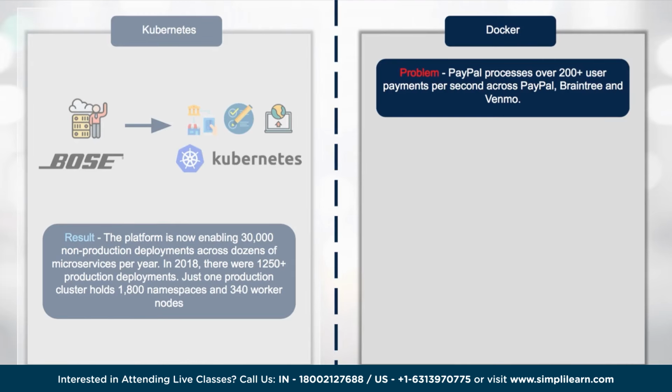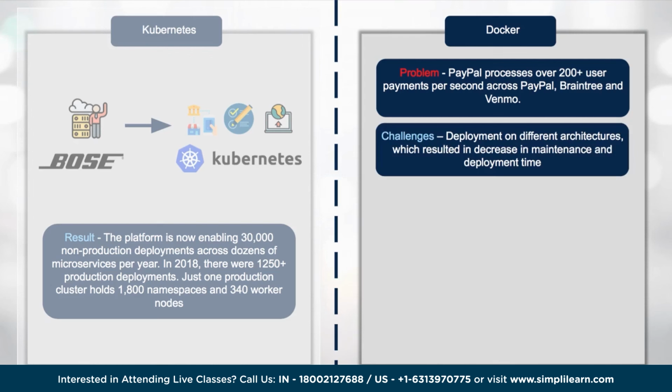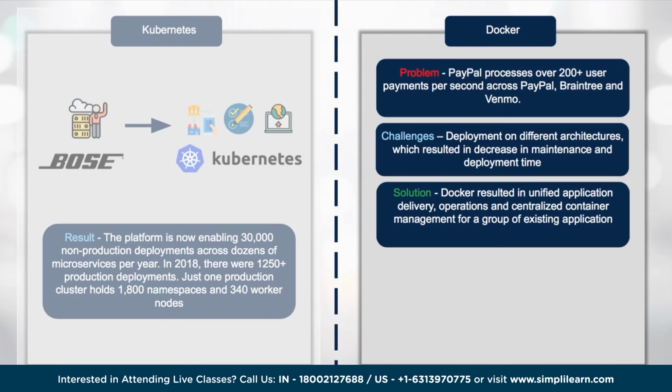Now let's have a look at Docker and a similar problem that people would have. The problem is with PayPal, which processes over 200 payments per second across all of their products. And PayPal doesn't just have PayPal, they have Braintree and Venmo. The challenge was that they had different architectures, which resulted in different maintenance cycles, different deployment times, and an overall complexity from having a decades-old architecture with PayPal through to a modern architecture with Venmo. Through the use of Docker, PayPal was able to unify the application delivery and centralize the management of all of the containers with one existing group.